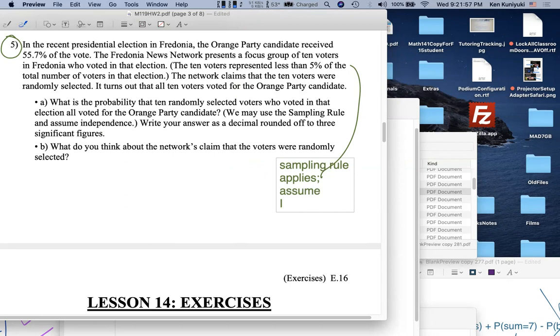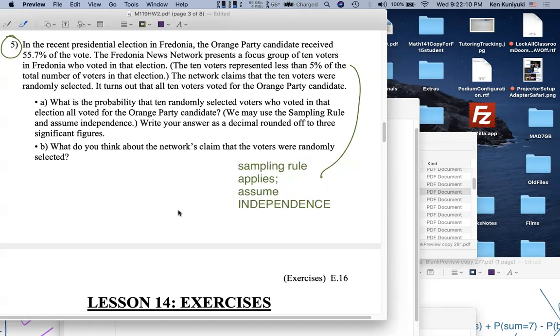Among the 10 voters, we're going to ask them who they voted for. We can assume independence, which really gives us easy calculations. Think coins, independence. Now, someone paying close attention might say, wait a minute. If you pick an orange voter first, aren't you a little bit less likely to get orange next? Like the cards, right? You're sampling without replacement.